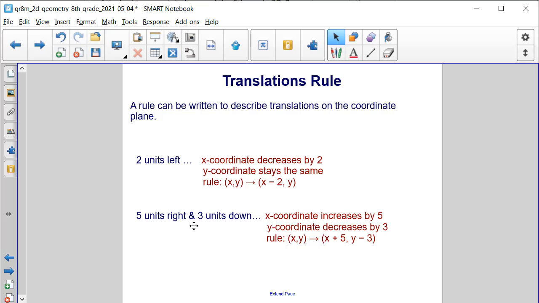And if we have 5 units to the right and 3 units down, 5 units to the right means that the x-coordinate is increasing by 5. And the 3 units down tells us that the y-coordinate decreases by 3. So the rule will be from x comma y to x plus 5 comma y minus 3. Increasing by tells us addition. Decreases by tells us subtraction within our rule.